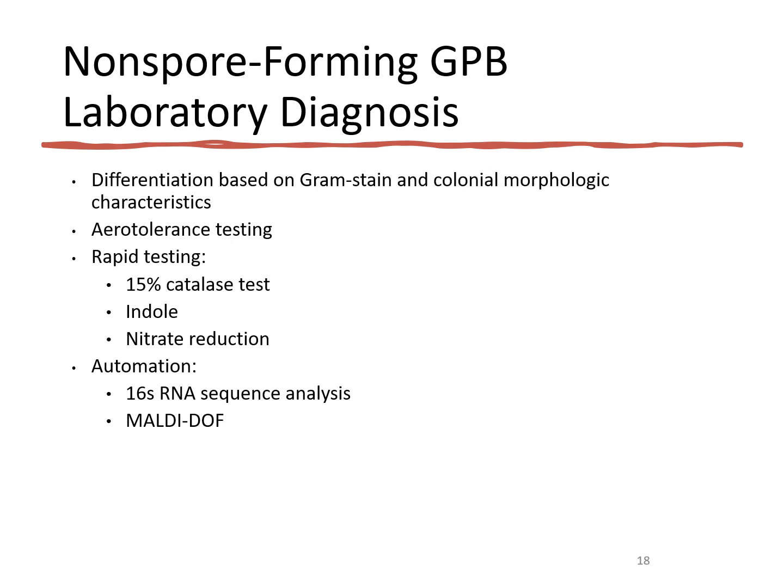Rapid testing could be done. An example would be 15% catalase testing, indole and nitrate reduction testing. And then there are also some different automated methods out there that can identify these organisms.